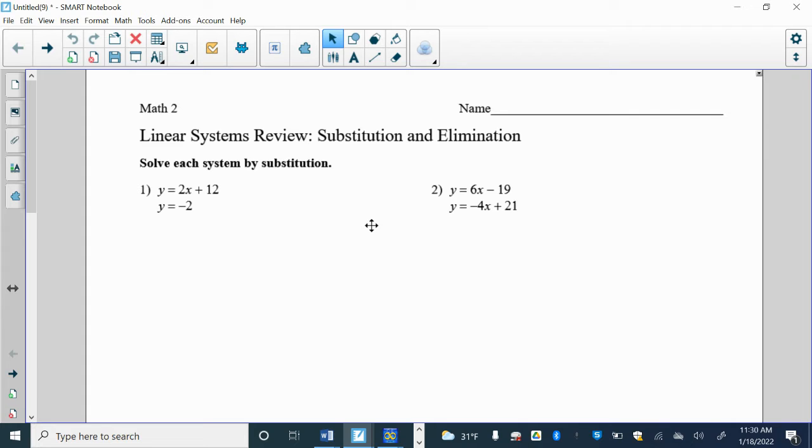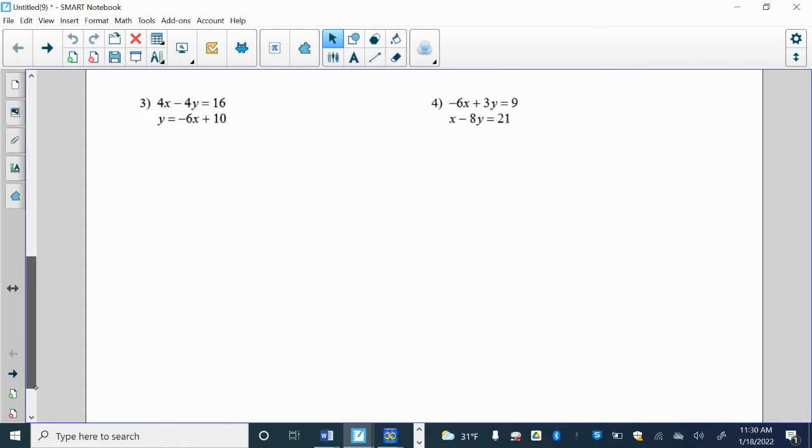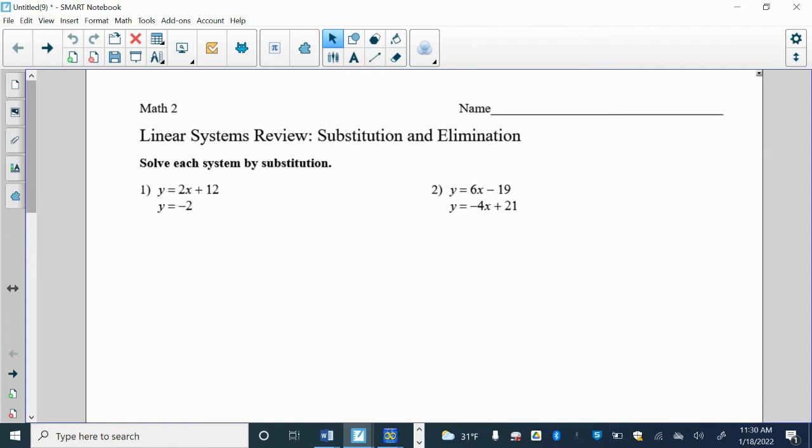So, good practice here. I want you guys to write down in your notes, if you want to title it, Linear Systems Review. I think I did four problems with substitution method and then four problems with elimination method to review these topics from prior math classes.